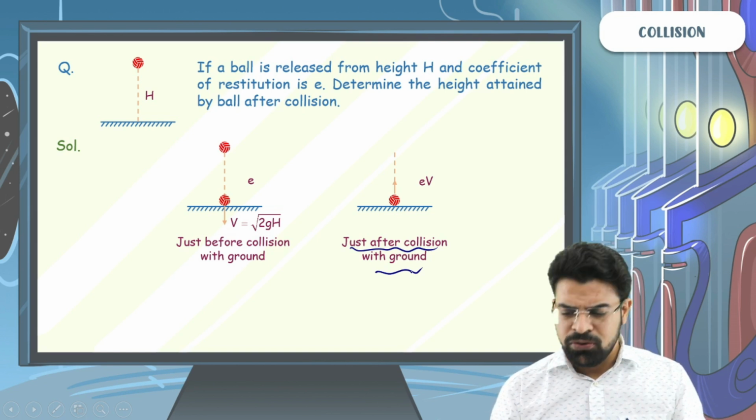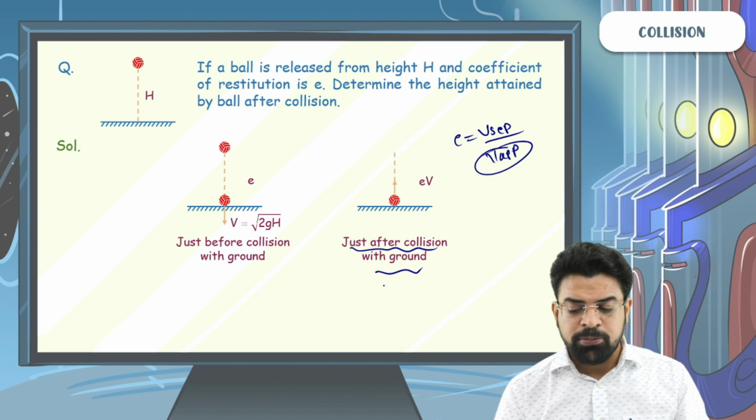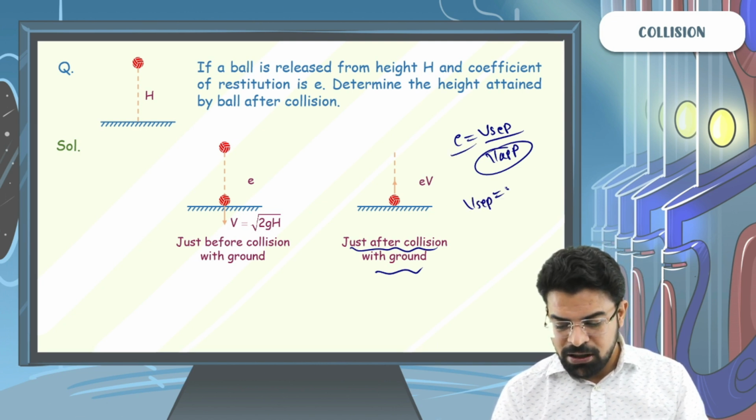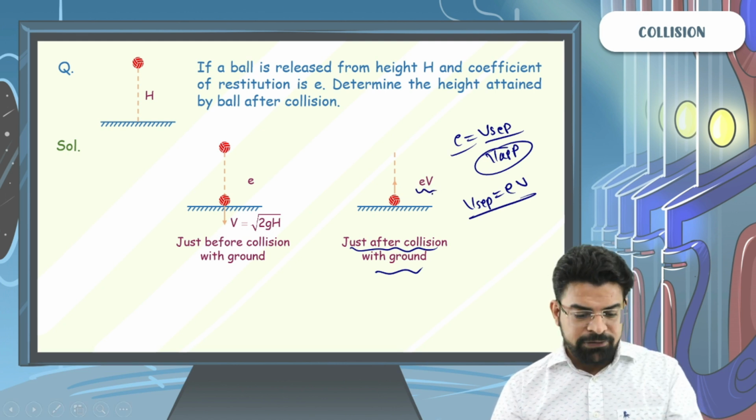Sir, how do you know? It's okay, beta, so easy. e equals velocity of separation upon velocity of approach. If the velocity of approach is v and coefficient of restitution is e, then the velocity of separation will be ev. So just after collision, the ball will have an upward velocity ev.